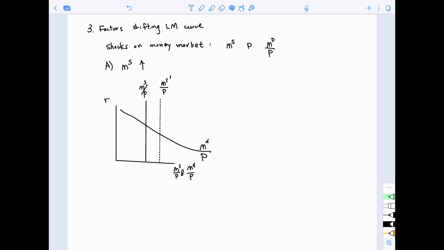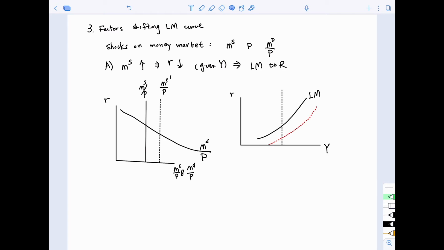What we know is that when the nominal money supply increases, it will shift the real money supply curve to the right. Because of that, it will cause a fall in the real interest rate given the same Y. So we know that the LM curve needs to shift to the right.